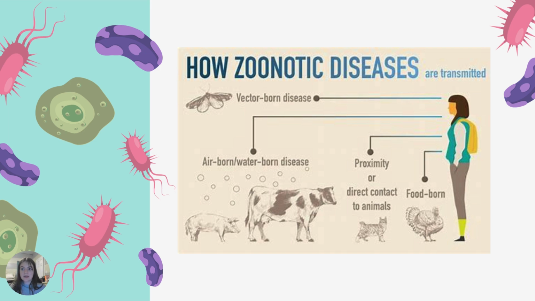Vector-borne transmission is caused by insects such as mosquitoes and ticks that carry diseases from infected animals and inject them into humans or other animals. Malaria and Lyme disease are common vector-borne diseases. Understanding how zoonotic diseases spread is the first step in preventing them. Next, we need to understand how these diseases affect humans.